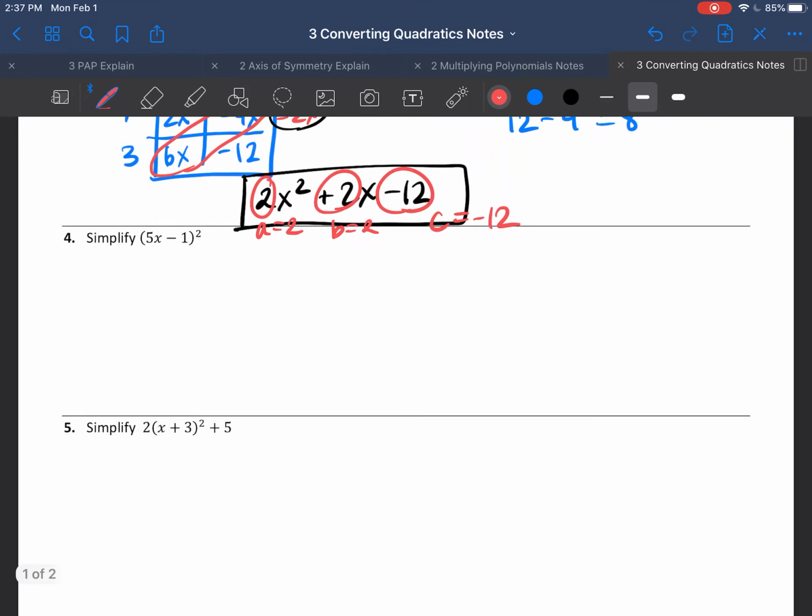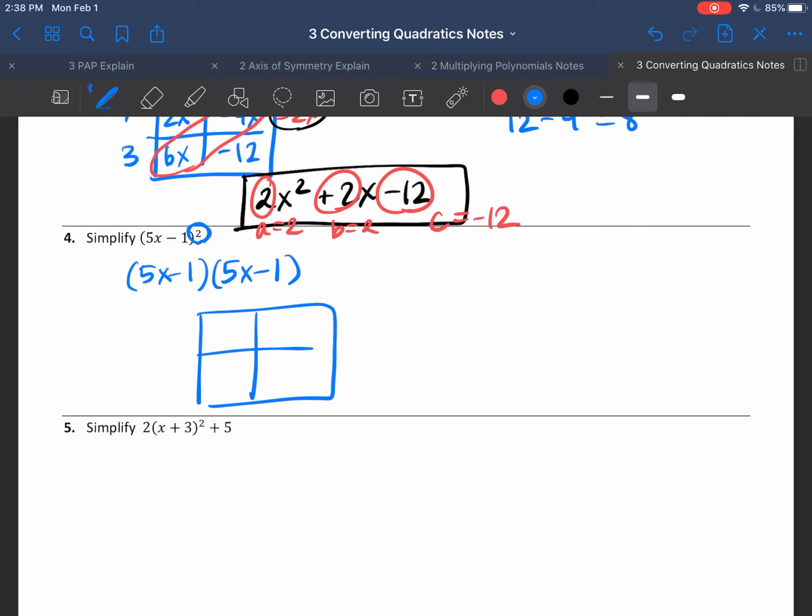Okay, number 4 is very similar. Just reminding you that as soon as you see this square, write it twice. 5x minus 1 squared is 5x minus 1 times 5x minus 1. If you see the square, make a square. That way you don't accidentally distribute that exponent.